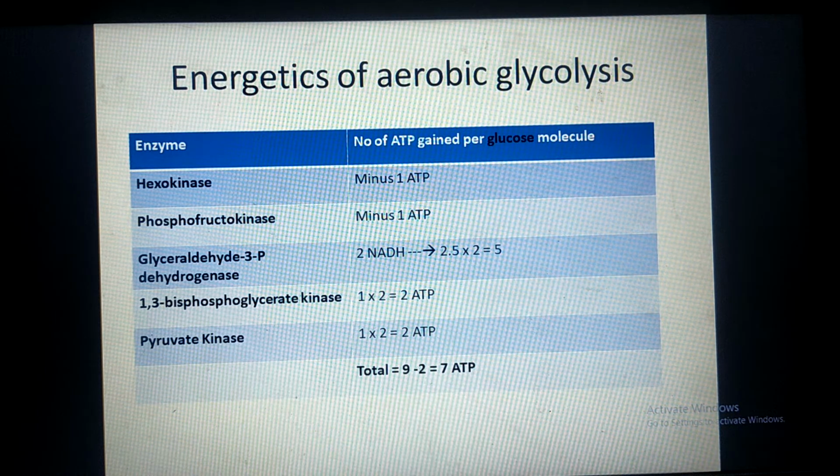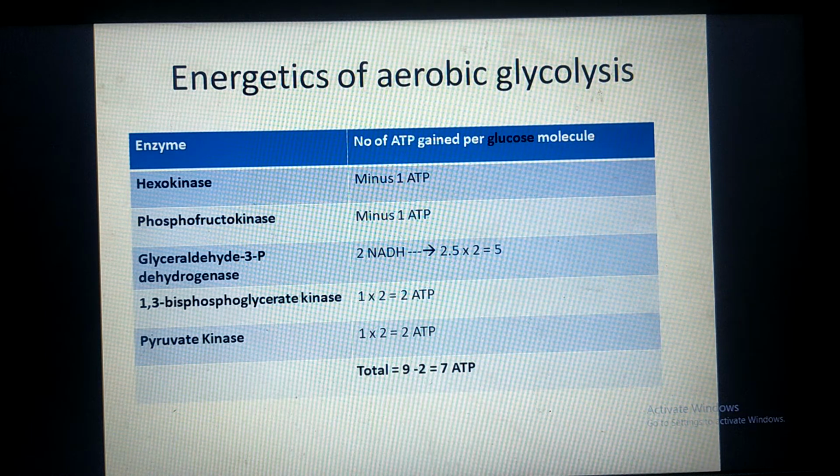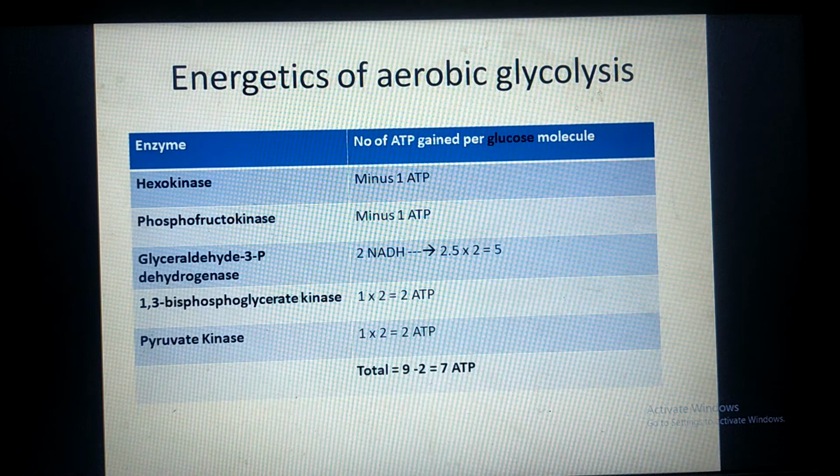Then the sixth step, the enzyme is 1,3-bisphosphoglycerate kinase. Here this enzyme causes dephosphorylation of the substrate, and that phosphate is added to ADP to synthesize ATP. So 2 ATPs are synthesized in this step. Then the enzyme pyruvate kinase again causes dephosphorylation of the substrate phosphoenolpyruvate, and that inorganic phosphate is used for the synthesis of ATP from ADP.